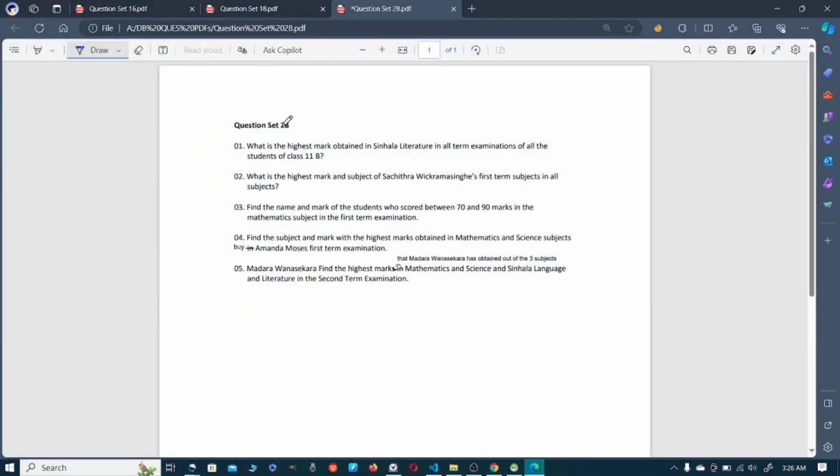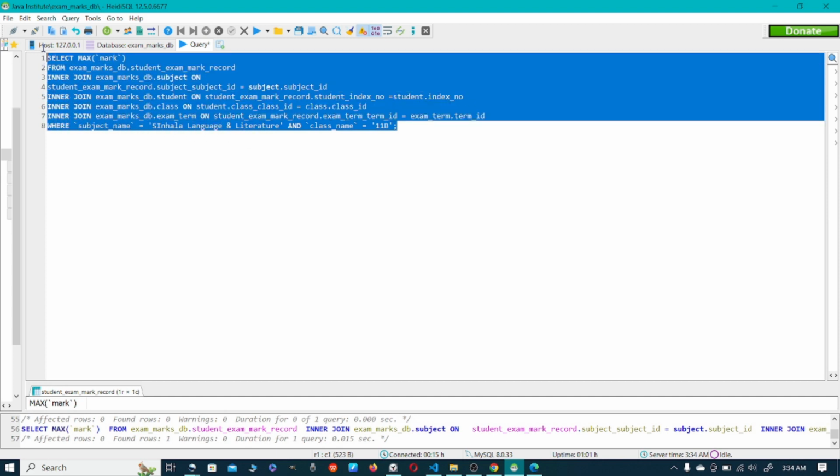Question set 28. The first question: what is the highest mark? Highest mark means we have used the max keyword. What is the highest mark obtained in Sinhala literature in all term examinations in both terms of all students of class level B? So this will be our first query.